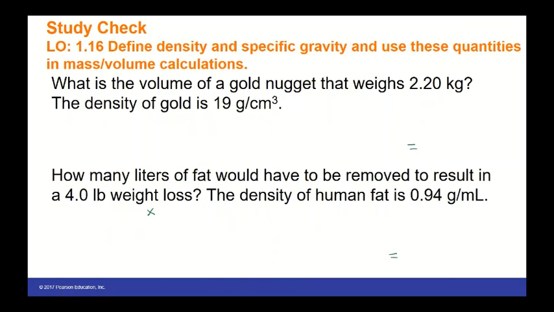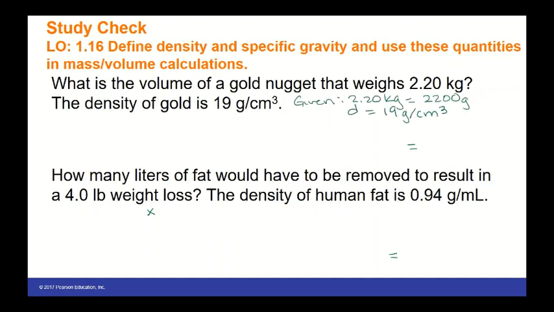Let's do a couple more of these density calculations. What is the volume of a gold nugget that weighs 2.2 kilograms, given the density of gold is 19 grams per centimeter cubed? You can pause the video if you need more time to solve the problem.